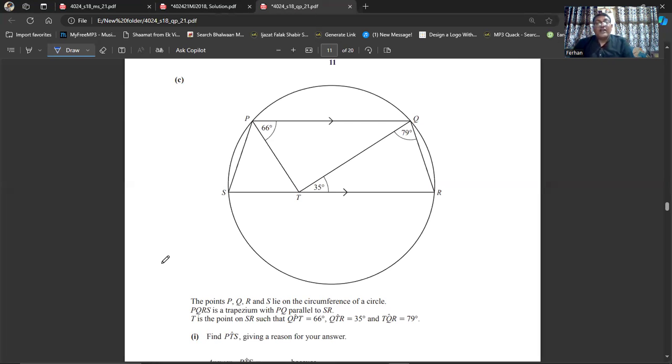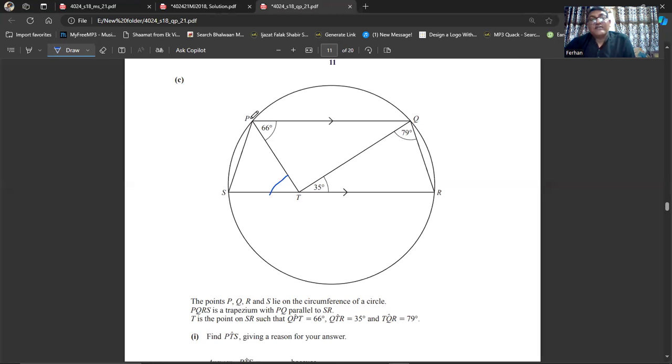T is a point on SR such that the angle QPT is 66 degrees, the angle QTR is 35 degrees, and the angle TQR is equal to 79 degrees. Find the angle PTS. They want me to find out this angle.